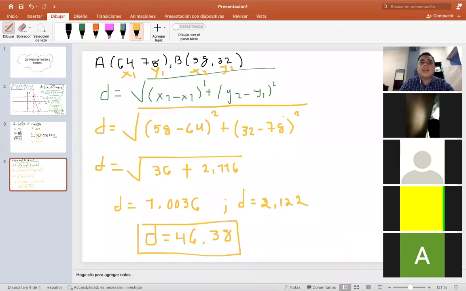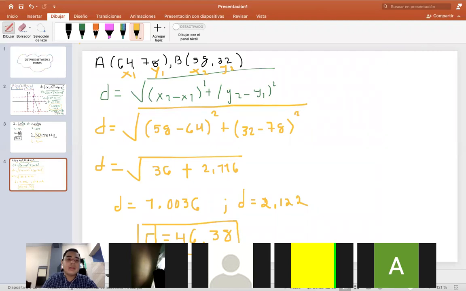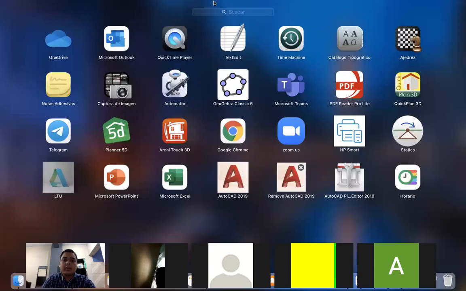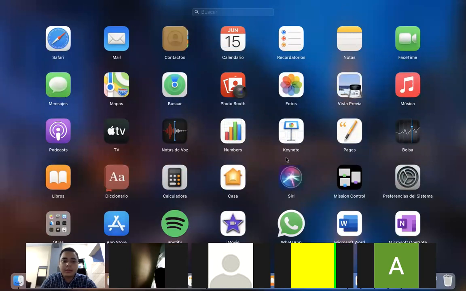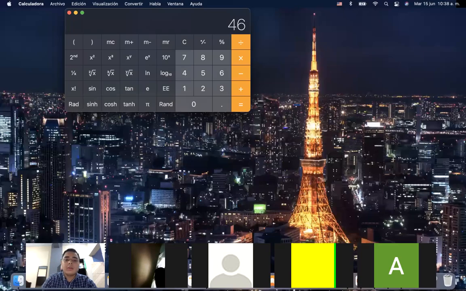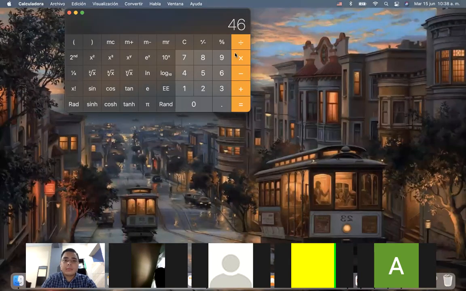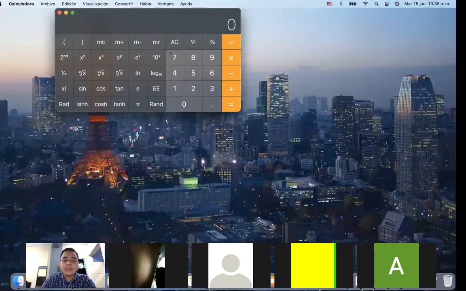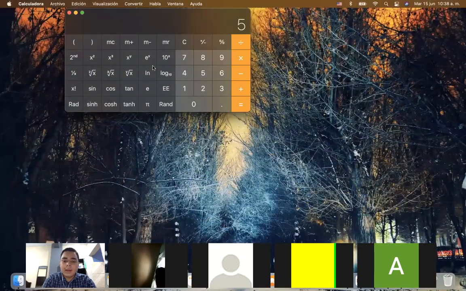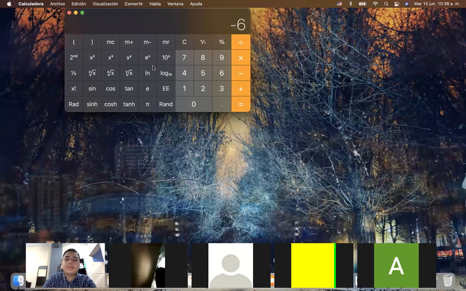How can we get this answer? Okay, let's do it step by step. Let's do it together, guys. So we are going to have 58 minus 64, which is negative 6.